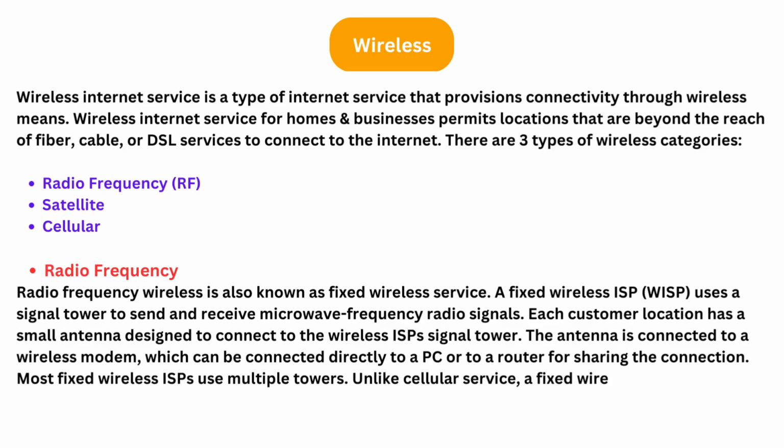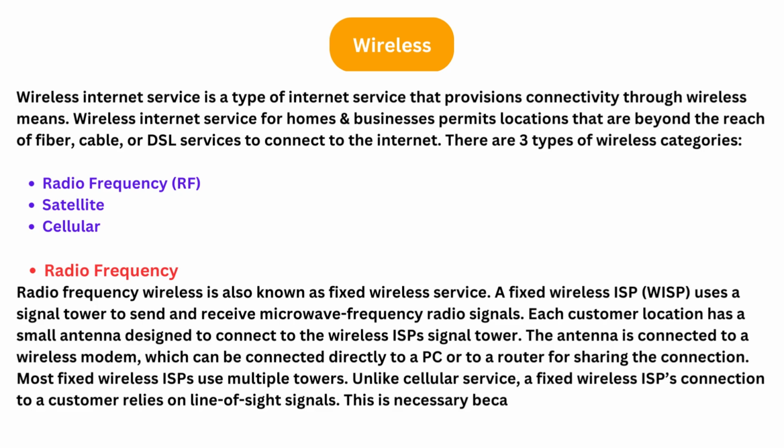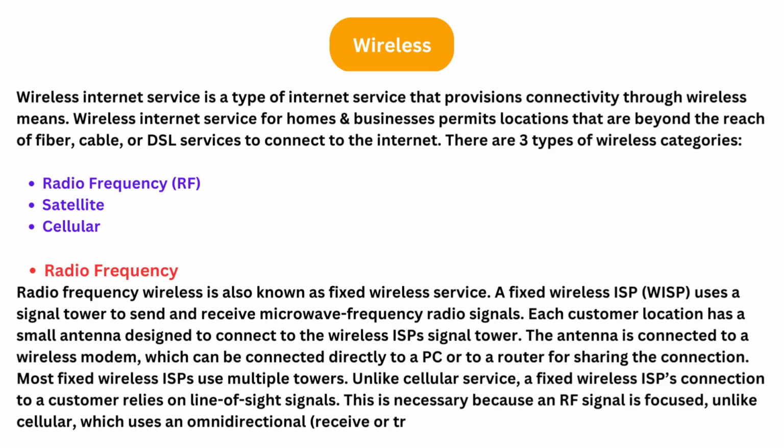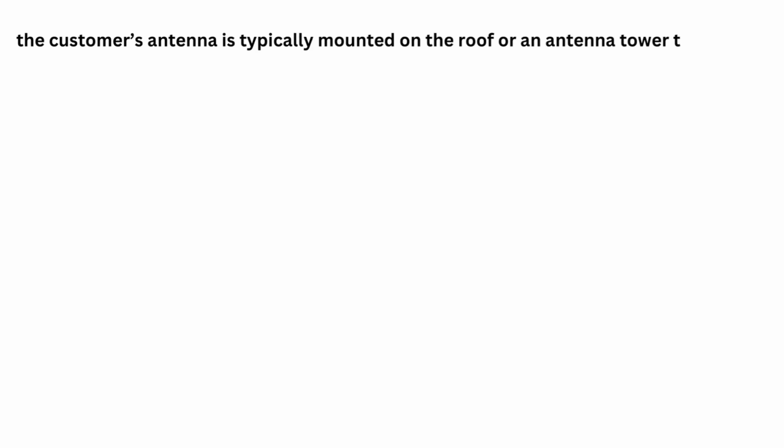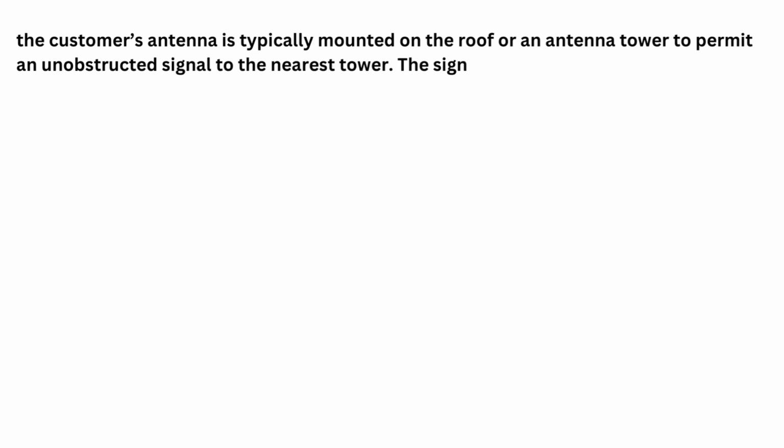Unlike cellular service, a fixed wireless ISP's connection to a customer relies on line-of-sight signals. This is necessary because an RF signal is focused, unlike cellular, which uses an omnidirectional signal, receiving or transmitting in all directions. Consequently, the customer's antenna is typically mounted on the roof or an antenna tower to permit an unobstructed signal to the nearest tower. The signal from the tower is routed to an RF modem in the house or office.